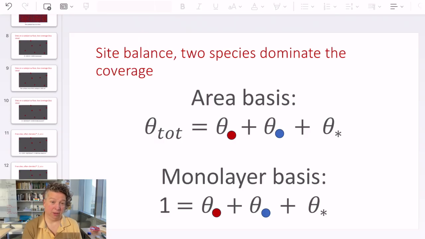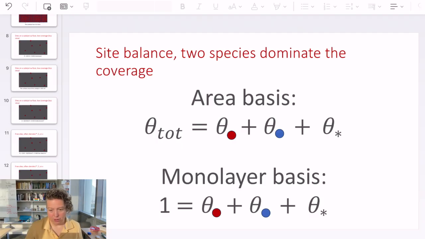In this case, it would subtract the sites that have red molecules and the sites that have blue molecules. So if I add up all of the sites that have red molecules with those that have blue molecules with those that have nothing, I should get either the site per unit area density or concentration, or I should get 1 if I'm thinking about monolayers. So in monolayers, what that would be saying is the fraction of sites with red molecules plus the fraction of sites with blue molecules plus the fraction of free sites is equal to 1.